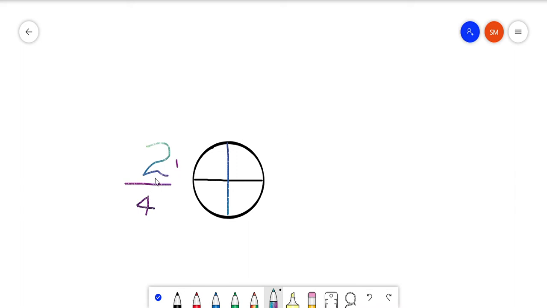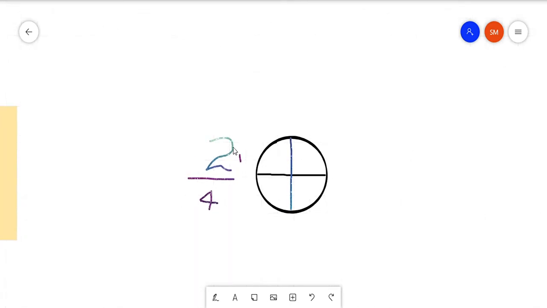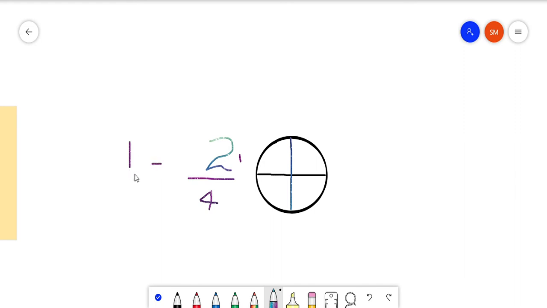So when you check the numerator over here, the numerator is 2, and the denominator is 4. So 2 out of 4 equals 1 half. Sorry, my handwriting on my laptop is weird.